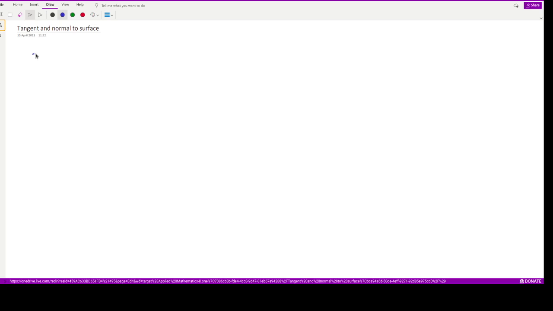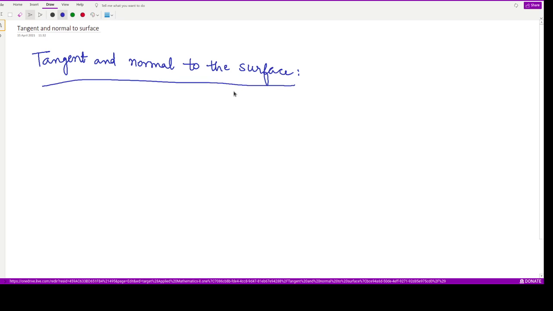So the next topic is tangent and normal to the surface. So before studying about surface, let us first discuss about curves.